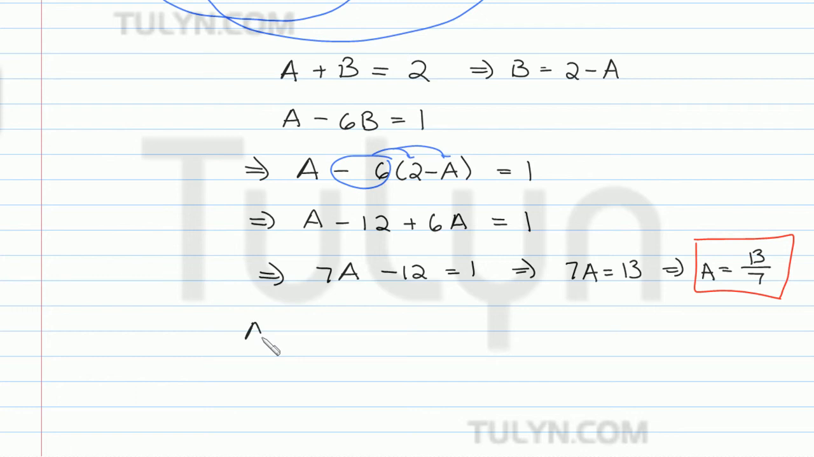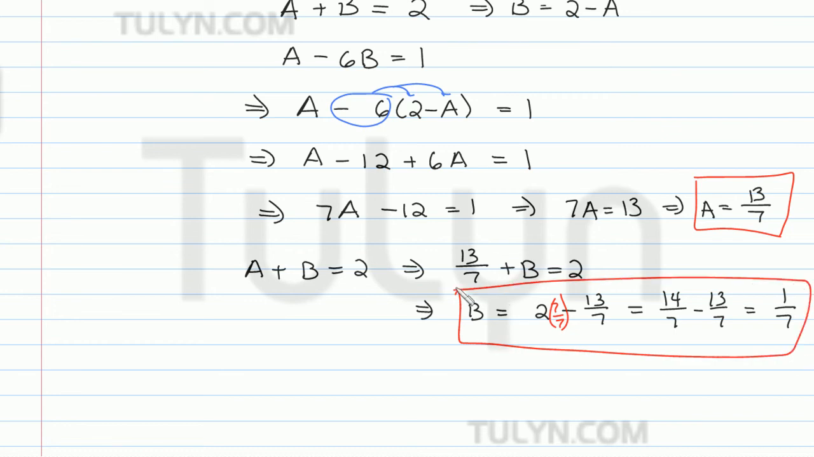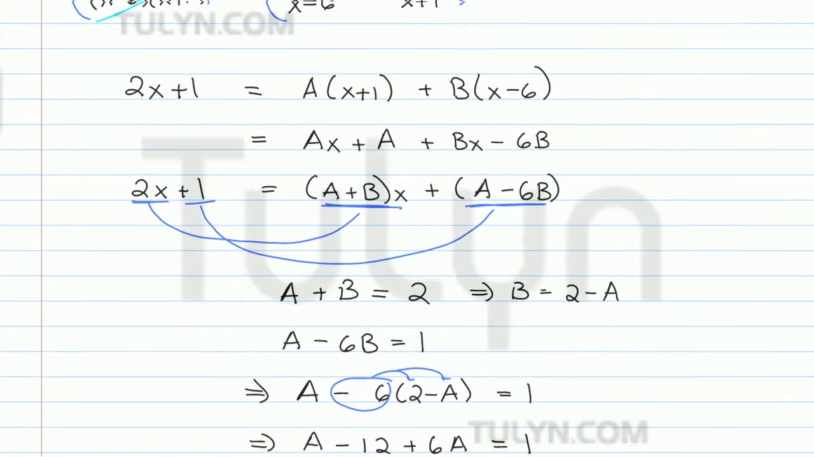So we have A plus B is equal to 2. So 13 over 7 plus B has to be equal to 2. So B is equal to 2 minus 13 over 7. And we can find the LCD and multiply the top and bottom by 7 so that we can get a common denominator. So we have 14 over 7 minus 13 over 7, which equals 1 over 7. So now that we found our A and our B, let's go back.